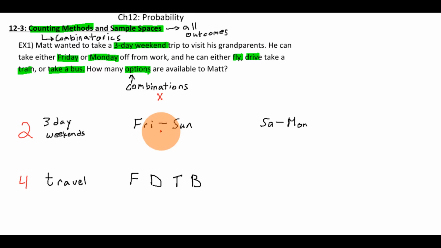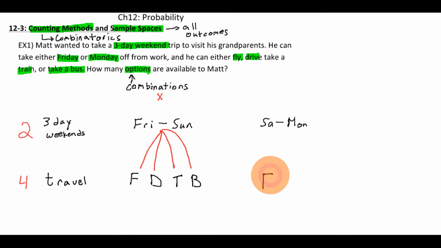So he could take Friday through Sunday off and fly, or he could take Friday through Sunday off and drive, or he could take Friday through Sunday off and take a train, or take Friday through Sunday off and take a bus. So these are 4 different ways of traveling for his 3-day weekend if he were to take Friday through Sunday off. However, he has another option over here. He could take Saturday through Monday off and take the same methods of travel.